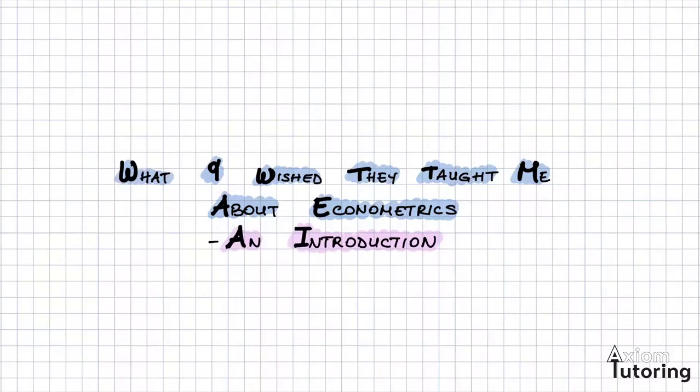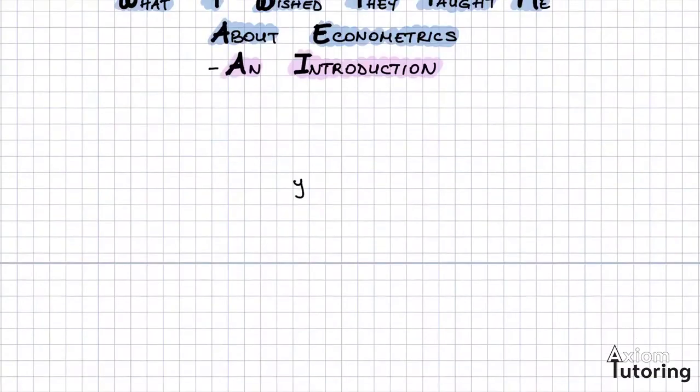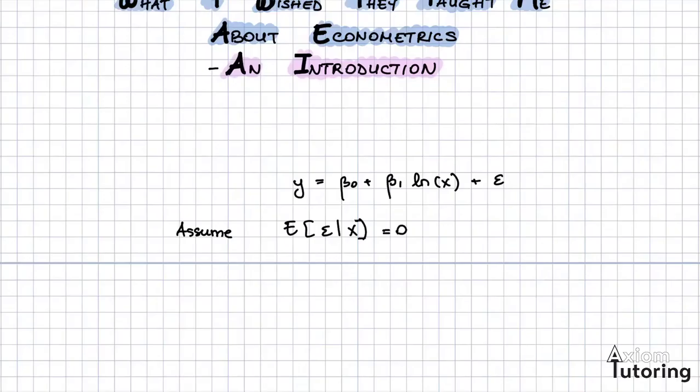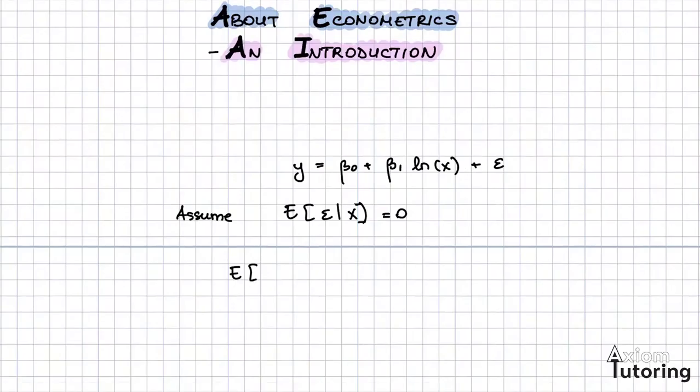We're going to start as usual from the population model, which is y equals beta 0 plus beta 1 ln x plus some error term. As usual, we're going to assume that the conditional expectation of the error term on x is equal to 0, which means that the conditional expectation of y on x can be rewritten as simply beta 0 plus beta 1 ln of x, because the conditional expectation of the error term disappears. So this is the regression function.